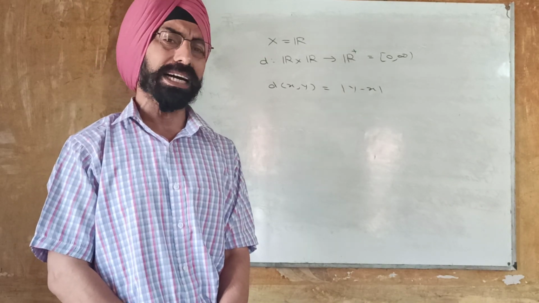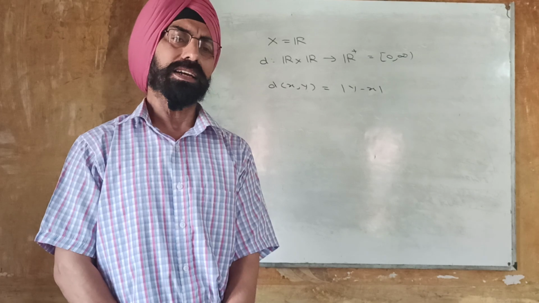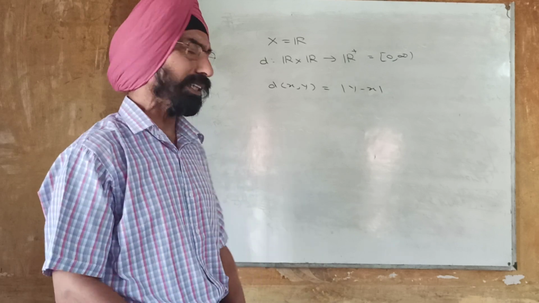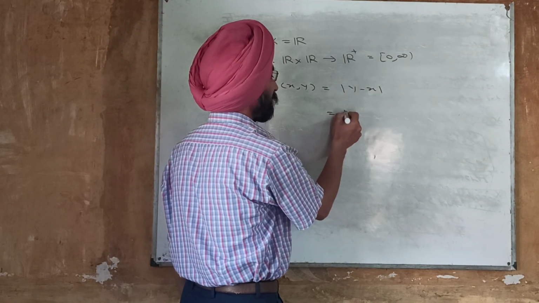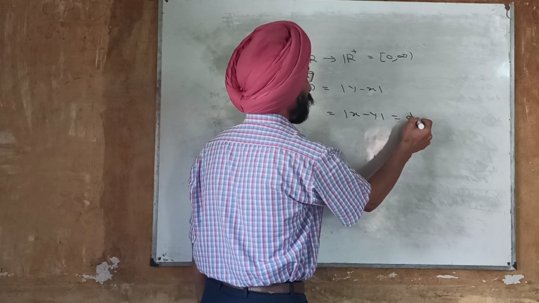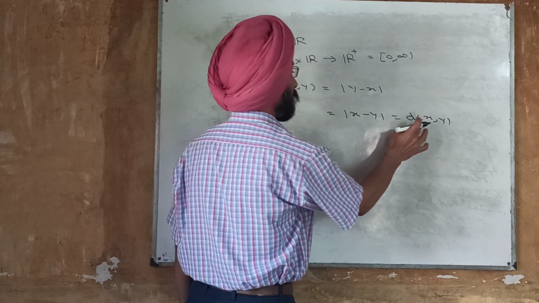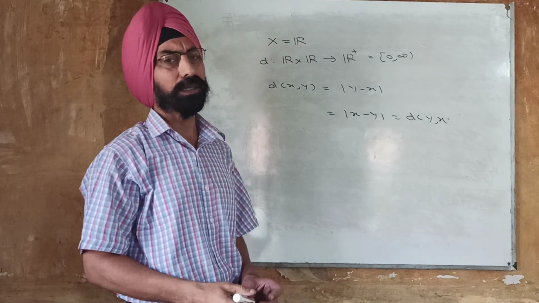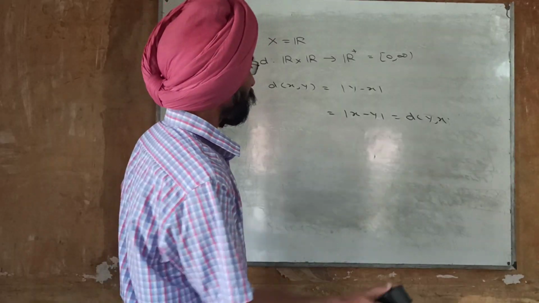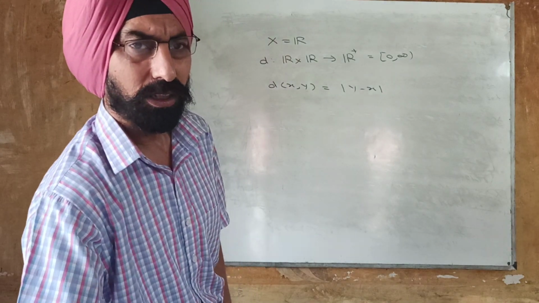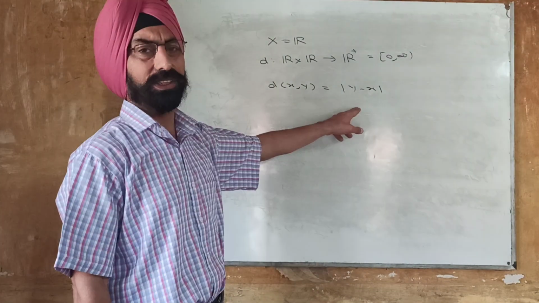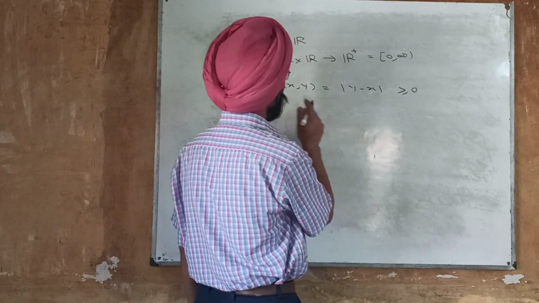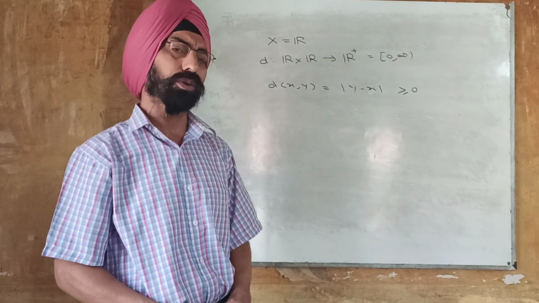And as I have discussed earlier, distance always shows the symmetry property. The distance between 2 points y and x is the same as the distance between x and y. That means this can also be written as mod of x minus y, which means d of x y. So d of y x, so d of x y is the same as d of y x. The first property is very much clear. The second property was positivity, and you know that the modulus function, the absolute value of any number, is always greater than or equal to 0. That means d of x y is always greater than or equal to 0.